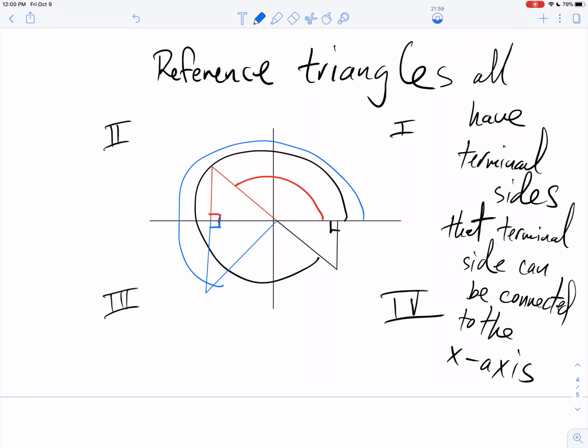I can end up in any of these quadrants. I could end up in quadrant 1. I could end up in quadrant 2. I could end up in quadrant 3 or 4, but whatever happens, I'm going to end up with a right triangle if I connect it to the x-axis, which would then make this guy here my reference angle for quadrant 1. That would make this guy here my reference angle if I was in quadrant 2. That would make this guy here my reference angle if I was in quadrant 3, etc., etc.